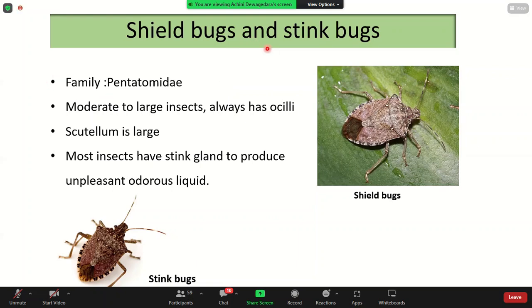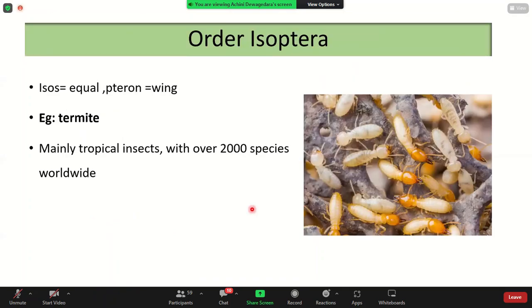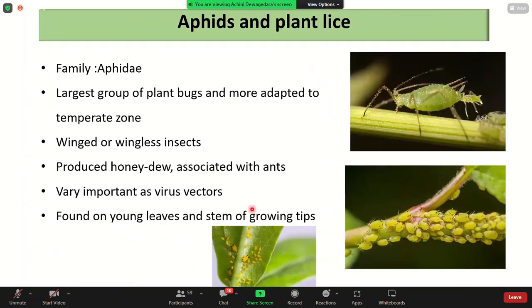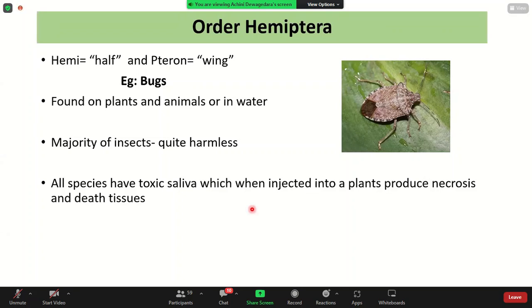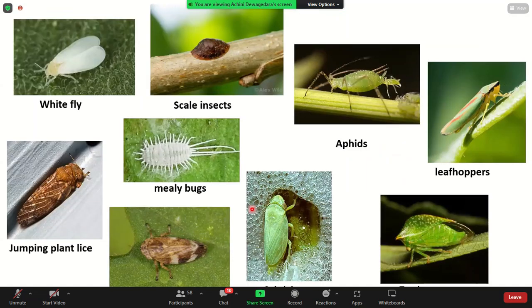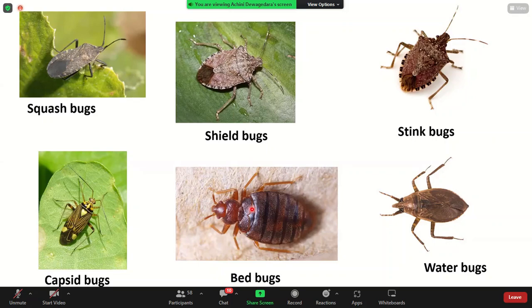So there is a huge variation with bugs, shield bugs and stink bugs, and most of them have stink glands, and they release unpleasant odorous liquid. Okay, right. Those are the insects that come under order Hemiptera. I hope you understood, and in your next lectures you will learn more about these insect pests that are coming under order Hemiptera, right?